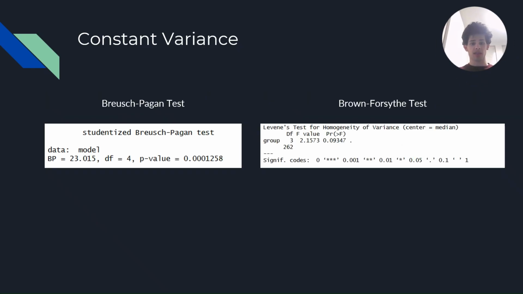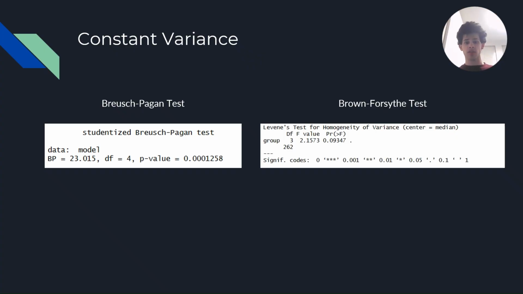But moving on to specific statistical tests, we can use the Breusch-Pagan test as well as the Brown-Forsythe test. The Breusch-Pagan test is mostly used to test the statistical model for constant variance. For this test, we're looking for a p-value of less than 0.05. In this test, the p-value is 0.0001258. What this means is that the test rejects the null hypothesis that the variances are equal, and the model does not statistically exhibit constant variance.